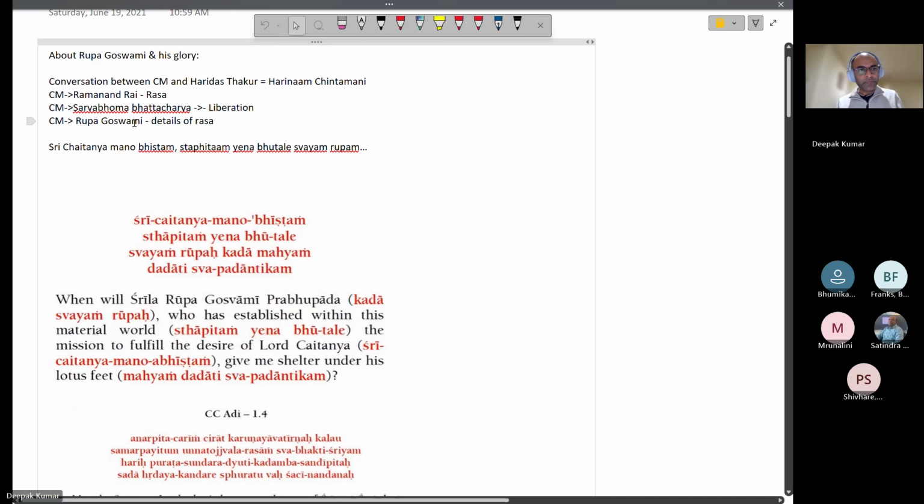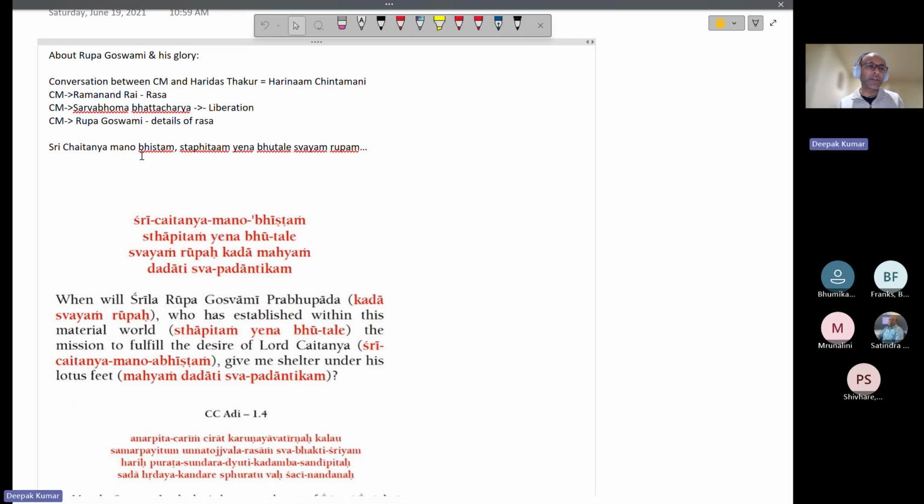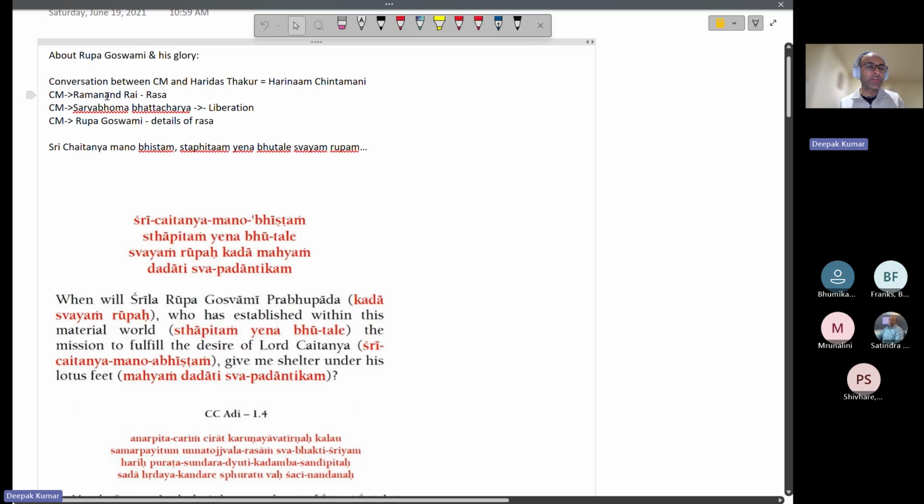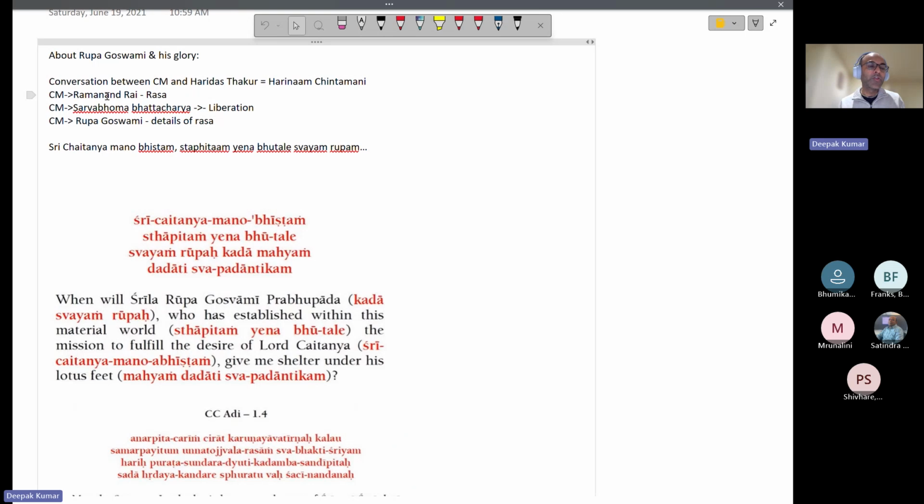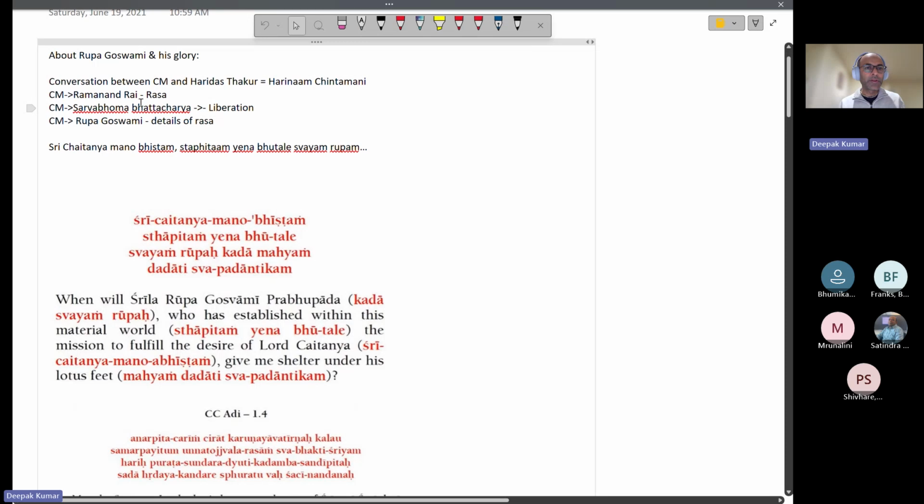So there are some different characters in the Chaitanya Charitamrita. There's Ramananda Roy. These were the personal associates of Chaitanya Mahaprabhu, gopis who came to assist Lord Chaitanya Mahaprabhu. A lot of rasa was discussed with Ramananda Roy. With Sarvabhauma Bhattacharya, who was the impersonalist, there was a lot of discussion on liberation. But the discussion of Chaitanya Mahaprabhu with Rupa Goswami was on the details of rasa.